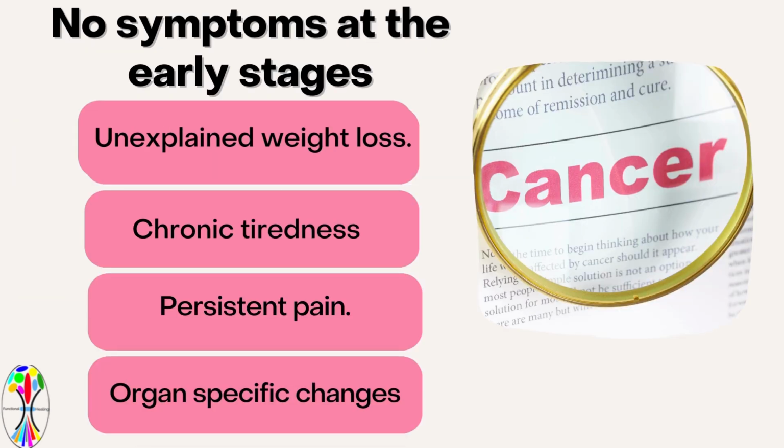So how do we know that we have cancer? Unfortunately, we may not have any symptoms at the early stages of the disease, which is the reason why screening for cancer is very important. In the later stages of the disease, we see unexplained weight loss, we see fatigue, we will also witness pain, as well as organ-specific changes, which means that, for example, a lump may be noticed by a woman with breast cancer. Bleeding may be noticed by somebody with colon cancer, so on and so forth.